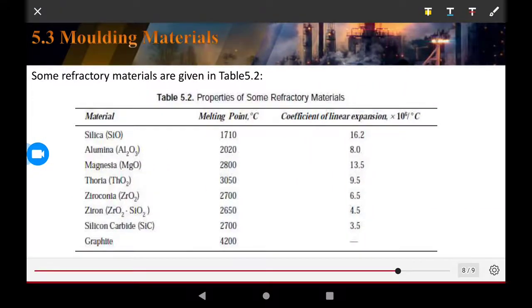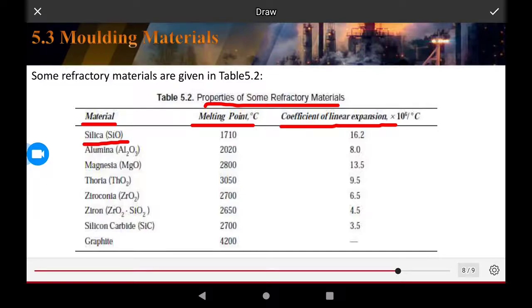Molding materials: what are the molding materials, and what are their properties? Materials and the melting point or the coefficient of linear expansion of the material.